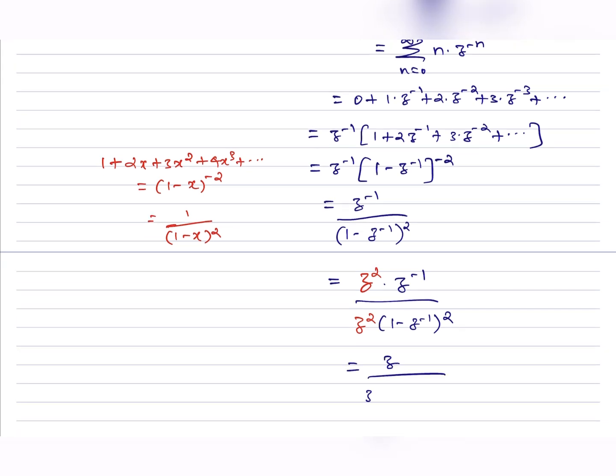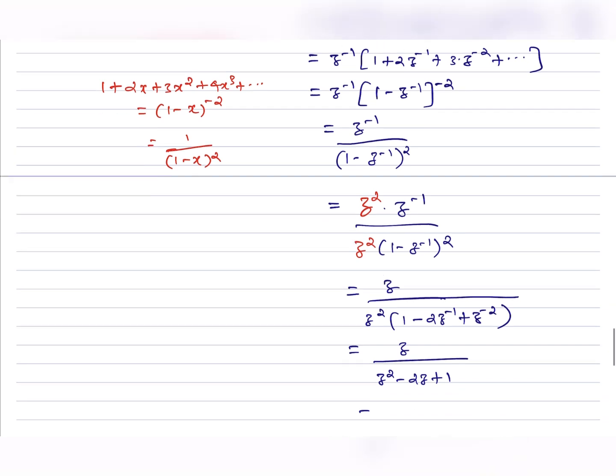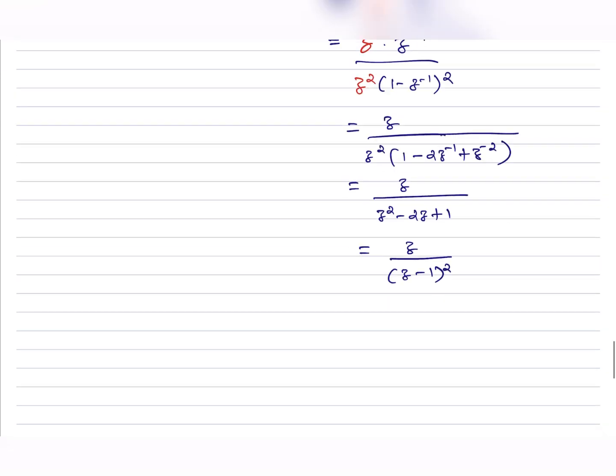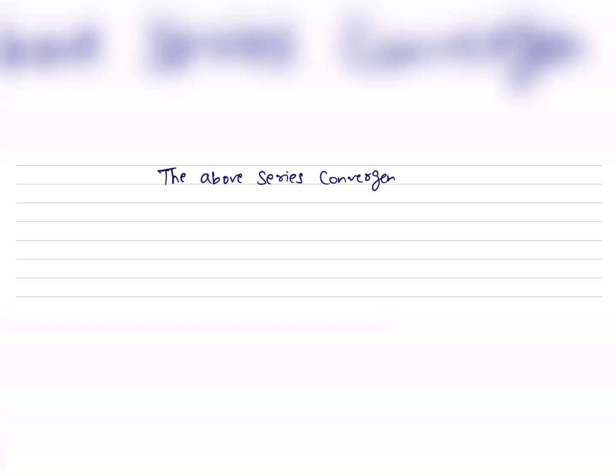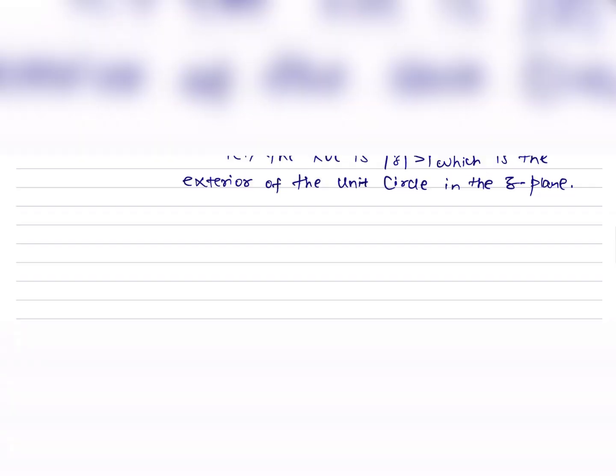And now the numerator becomes z, and the denominator, when you expand 1 minus z inverse whole square, becomes 1 minus 2 z inverse plus z power minus 2. And when you take z square inside, you will get z by z square minus 2z plus 1. So you could write it as z by z minus 1 whole square. The above series converges if mod z inverse is less than 1, that is the ROC is mod z greater than 1, which is the exterior of the unit circle in the z plane.